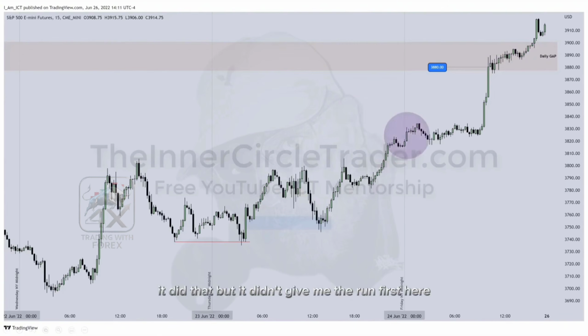It did that, but it didn't give me the run first here, then drop down, because I wanted to see this high taken out. I was going to go short there after long. So I was longing, shorting, reversing it, writing it down here. I was going to go long there and then hold for 38.80. That was my plan for the week.